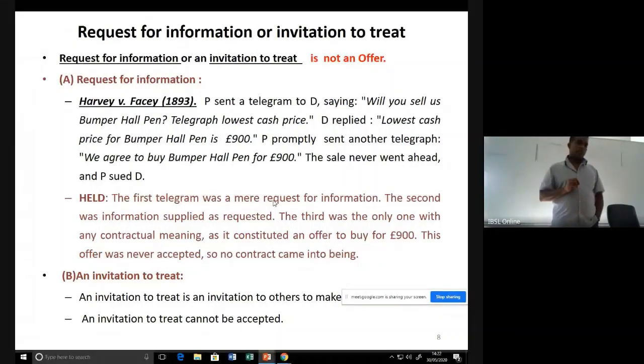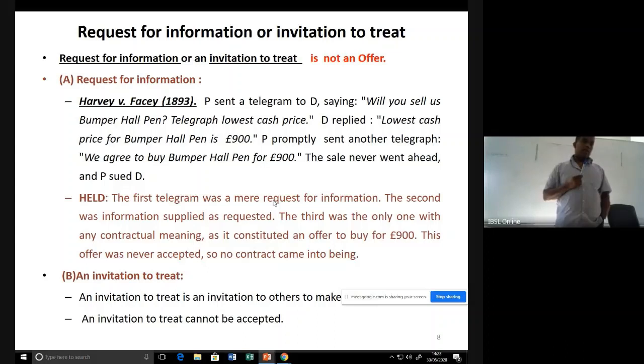Invitation to treat also is not an offer. Invitation to treat means one person is requesting the other person to make the offer. Say I have this pen. I want to sell this pen. Instead of me making the offer, I ask you to make the offers. I say, I am selling this pen. If you wish to buy, give your offers.